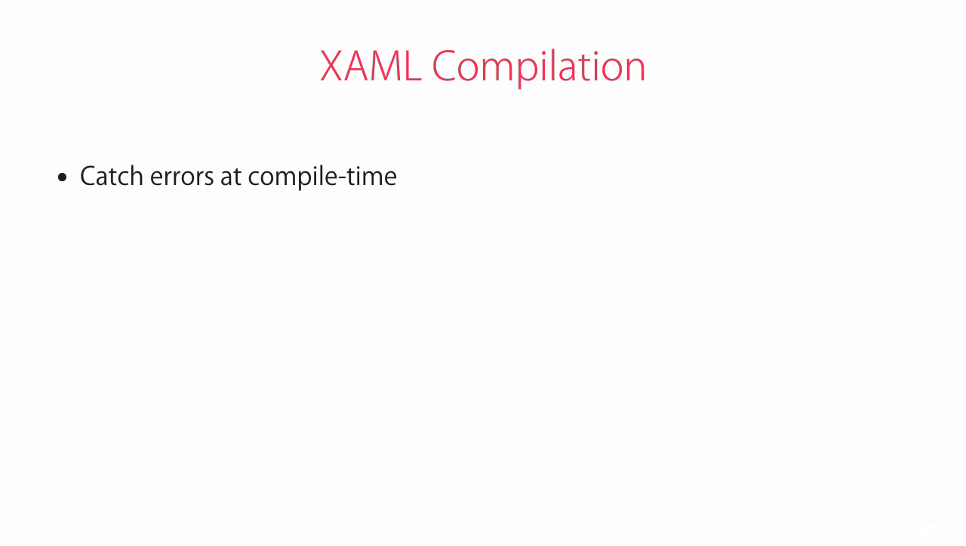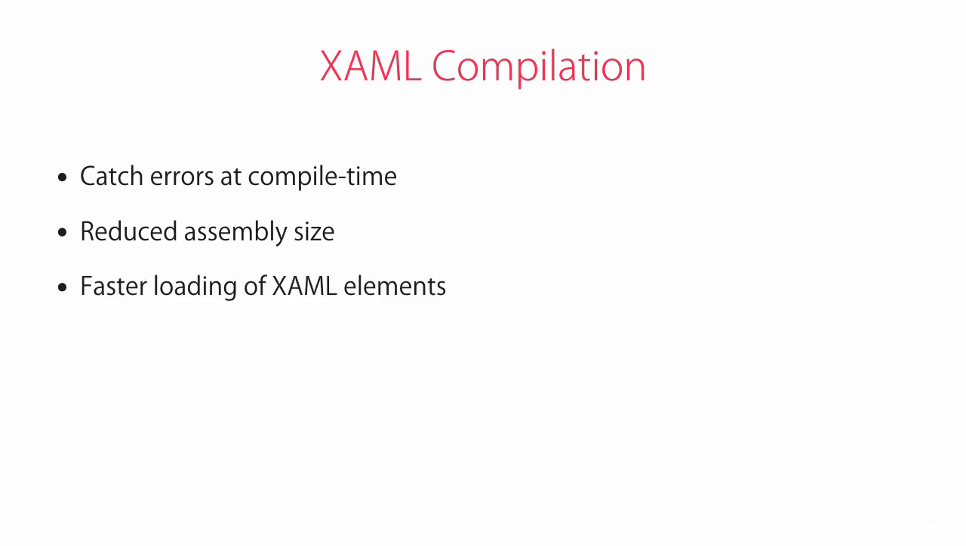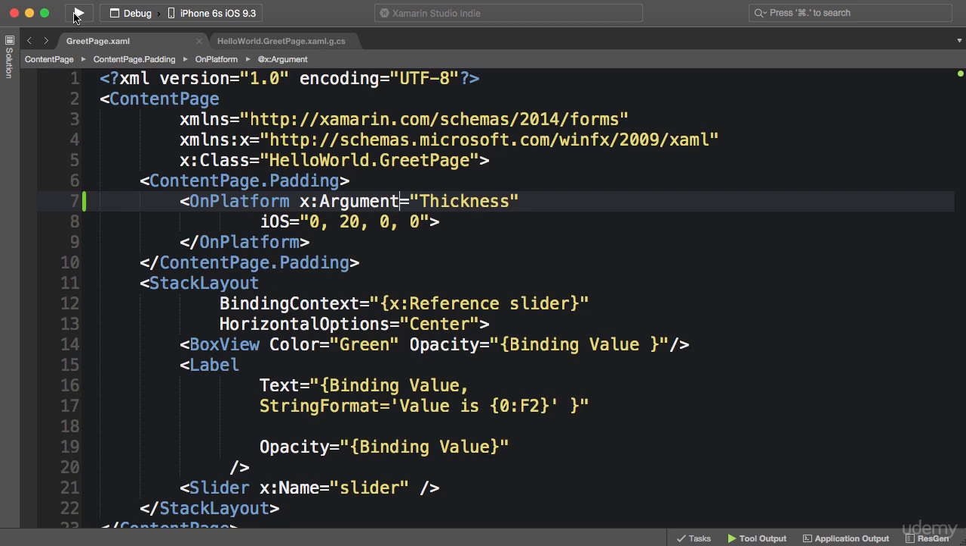The first one is that we can catch errors at compile time instead of runtime. The second benefit is that because XAML files are compiled into IL, the size of the final assembly will be reduced because these XAML files will not be embedded in the final assembly. And finally, compilation of XAML files will slightly optimize the load and instantiation time for XAML elements. Now, compilation is disabled by default, and we need to enable it, but that's pretty easy.